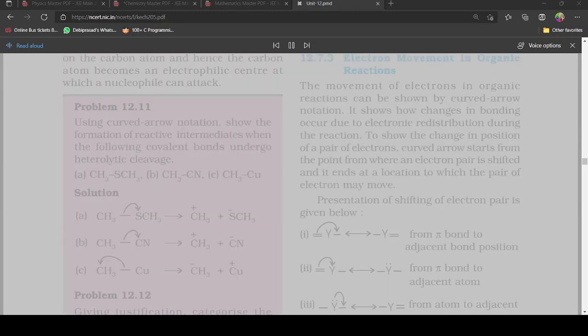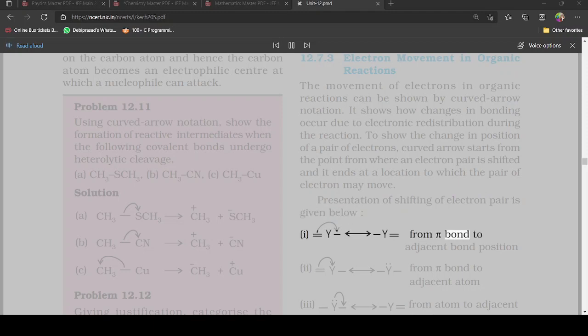Electron movement in organic reactions. The movement of electrons in organic reactions can be shown by curved arrow notation. It shows how changes in bonding occur due to electronic redistribution during the reaction. To show the change in position of a pair of electrons, curved arrow starts from the point from where an electron pair is shifted and it ends at a location to which the pair of electron may move. Presentation of shifting of electron pair is given below.